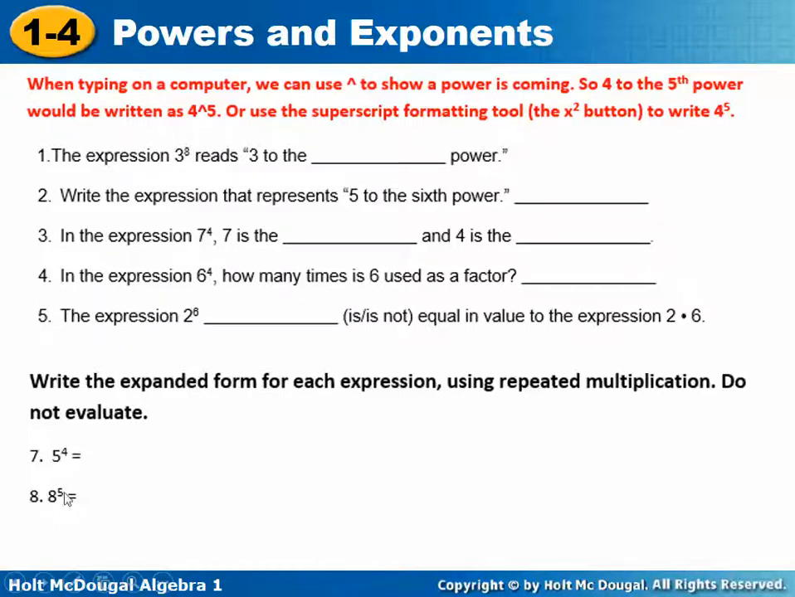All right, for number 7 and 8, you do not have to actually find the value of this. You're just going to write it in expanded form. So we have the base of 8, and the power of 5, the exponent of 5, tells us that we need to repeatedly multiply this number 8, the base, 5 times. So for the multiplication sign, you can use parentheses. Do I have 5? 1, 2, 3, 4, 5.